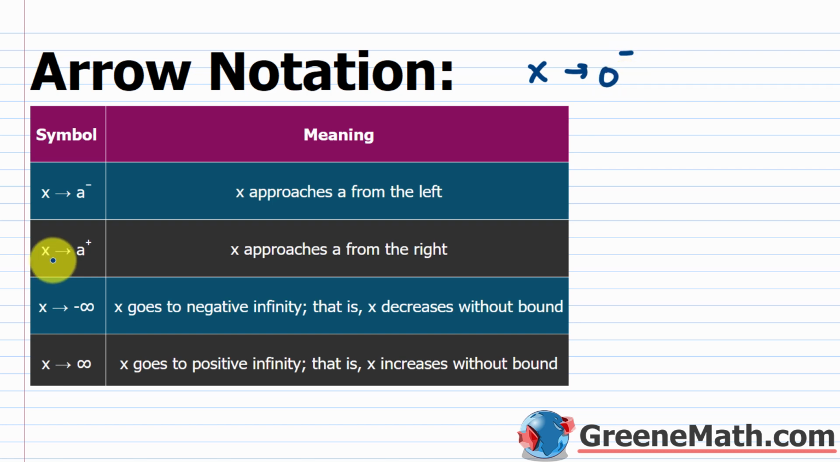Then this one is x approaches, or again, you could say goes to a, and this is from the right. So you would just change this like this, and you would say x approaches 0 from the right. Then the other two, we have x approaches or x goes to negative infinity. So we can say also that this is x decreases without bound. Then this one is x goes to or x approaches positive infinity. So in this case, you might hear x increases without bound.